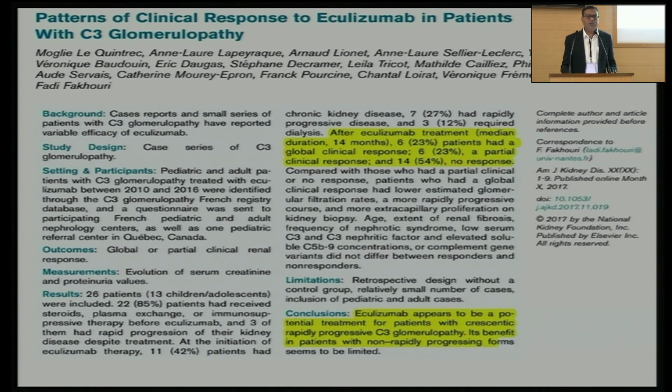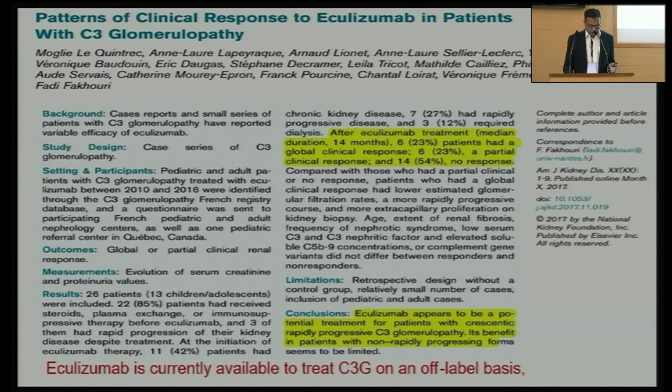So a mixed response was seen, and one of the reasons could be that Eculizumab affects the later stages, the conversion of C5 to C5a and C5b. But if you look at C3GN, the initial C3 convertase and initial pathways are also involved. So that is why it might not be so effective. And currently it is used as an off-label drug for the treatment of C3GN.